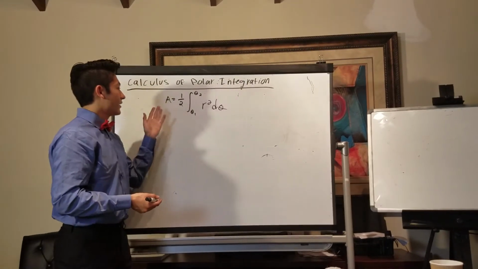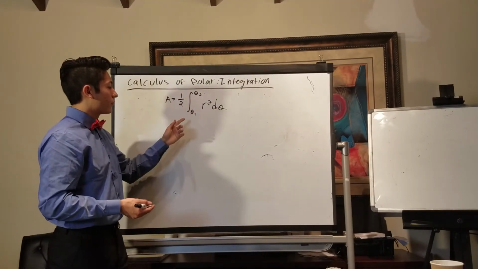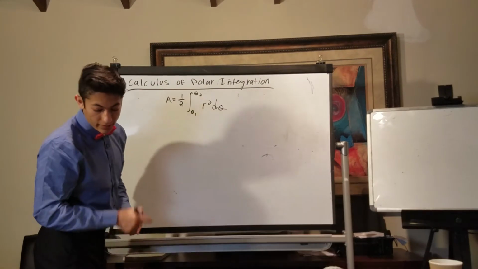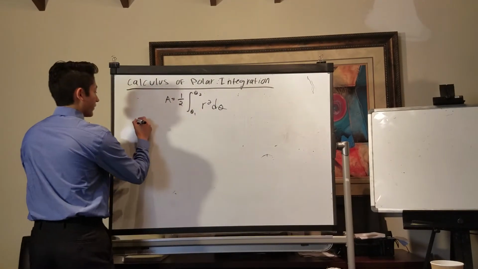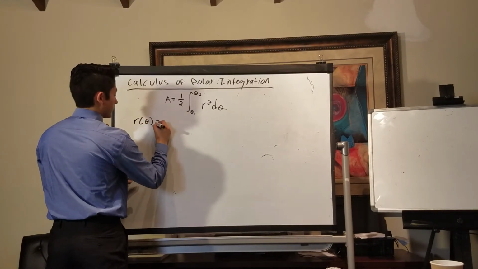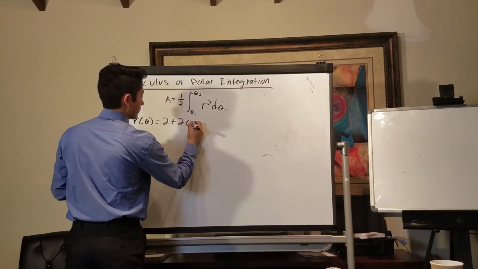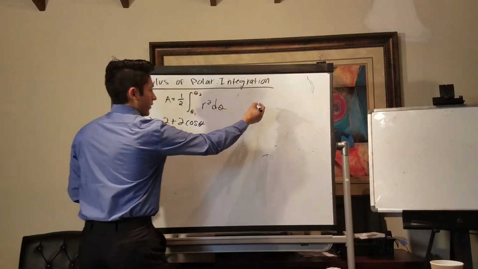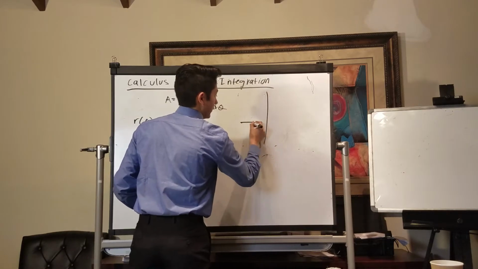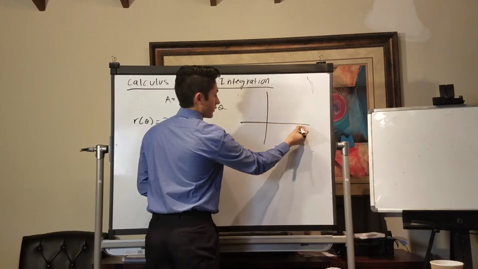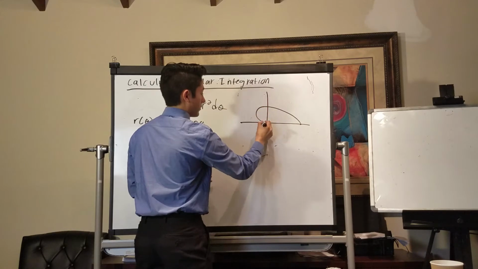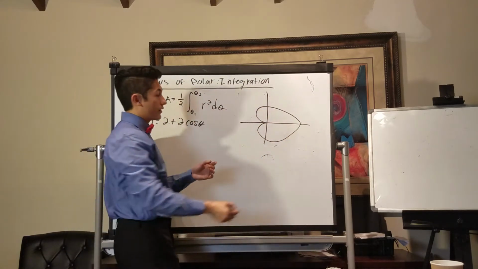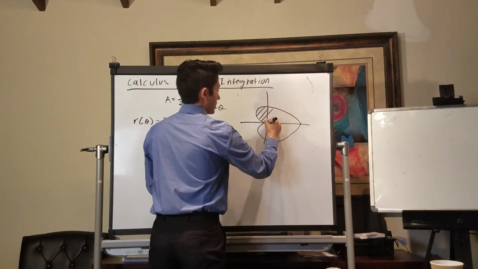Taking this, area equals 1/2 integral from theta 1 to theta 2 of r squared d theta, we will find the area of the function we had earlier. r of theta is equal to 2 plus 2 cosine theta. So I will graph it over here, and the graph looks somewhat like this. So let's say we wanted the area of just the top section here.